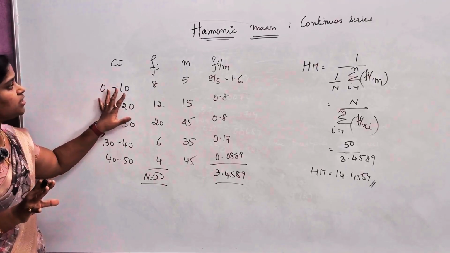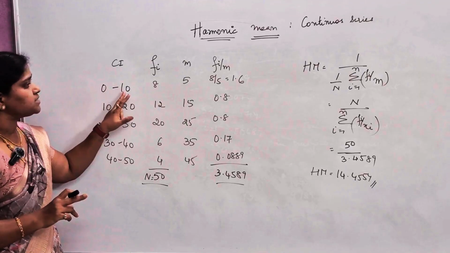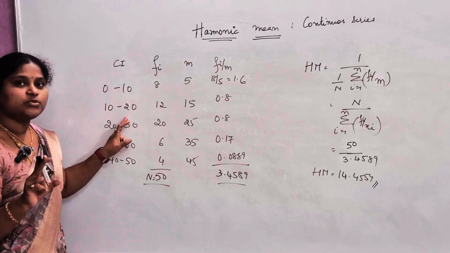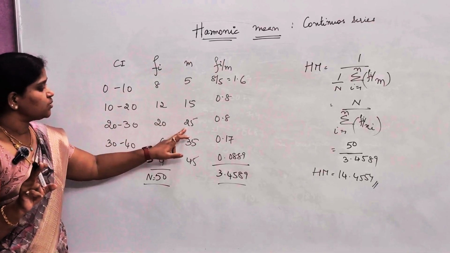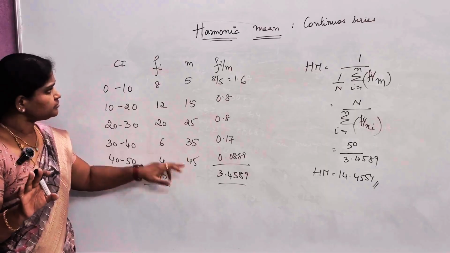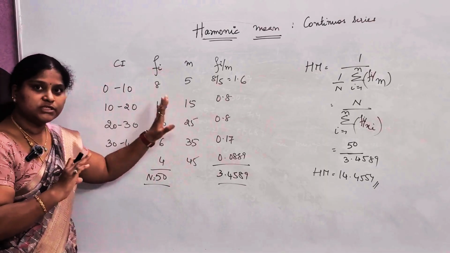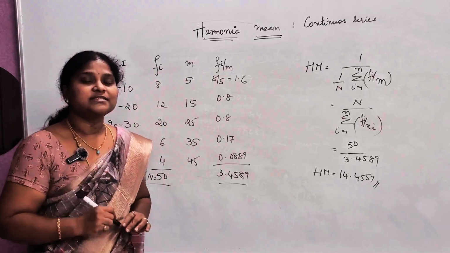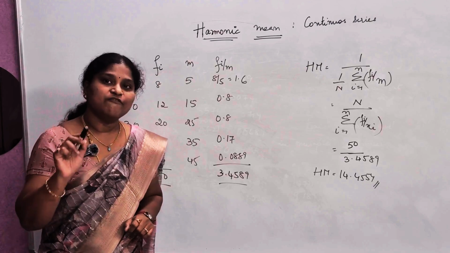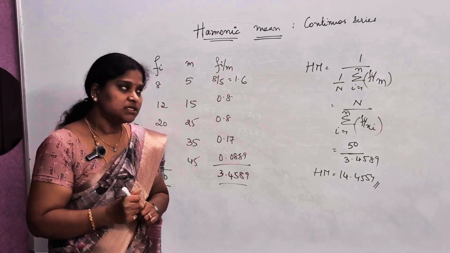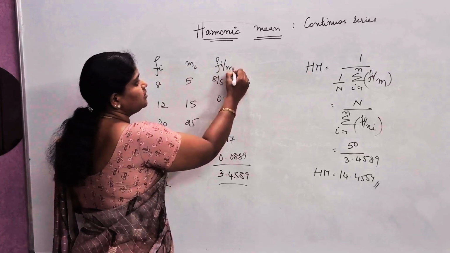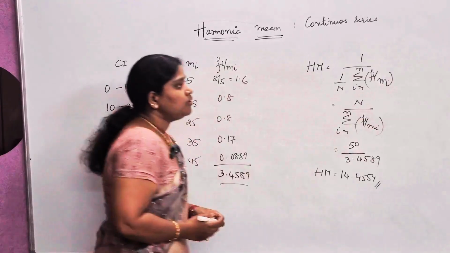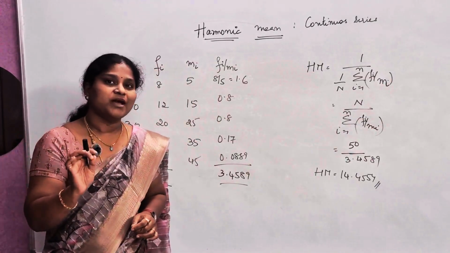The class intervals are converted into midpoints using lower limit plus upper limit by 2. That is 0 plus 10 by 2, which gives 5. 10 plus 20 by 2, which gives 15. Next is 25, next 35 and next 45. Now we have converted all the class intervals into midpoints, and we have the required frequencies. Our formula requires sigma fi by m, where m is the midpoint. We can write it as mi with respect to small i.